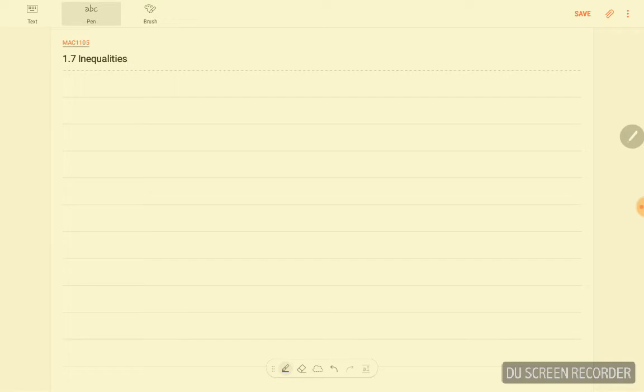So I'm going to start with a few simple examples and then try to get to the ones that are more interesting and complex. So to start us off, I'm going to do exercise 17 from the back of the book for section 1.7. And so we're asked to solve this inequality, and what makes it an inequality rather than an equation is that we have an inequality symbol.